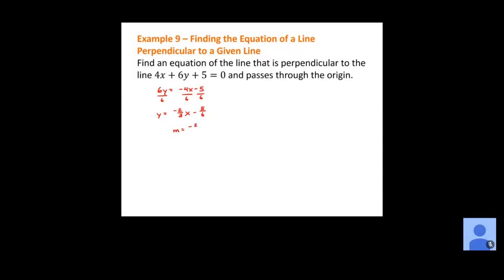Negative 2/3. Now, if we want a perpendicular line, then what's the slope of our perpendicular line going to be? Good. We have to flip it and change the sign. So that's going to become a positive 3/2. All right, so now we know what slope we want to use. What else do we need to know to write this equation then? Okay, either the y-intercept or just what in general?